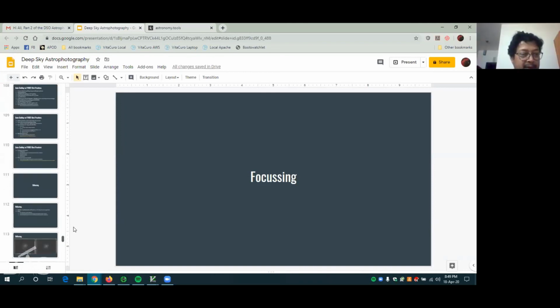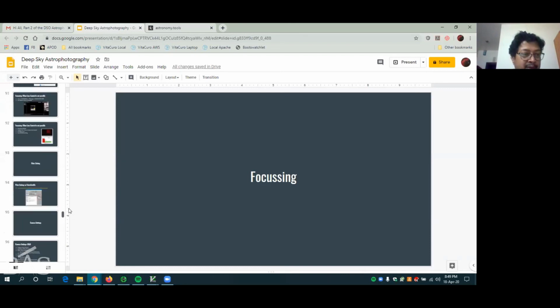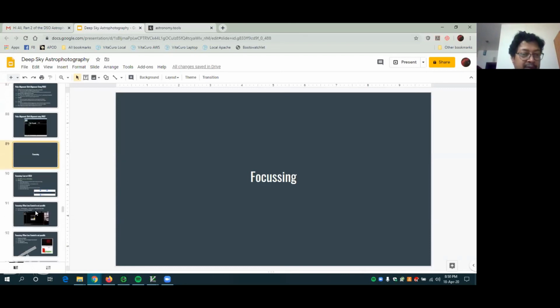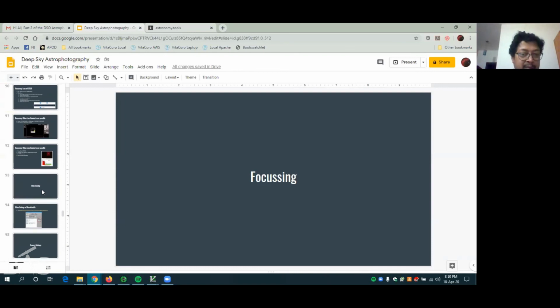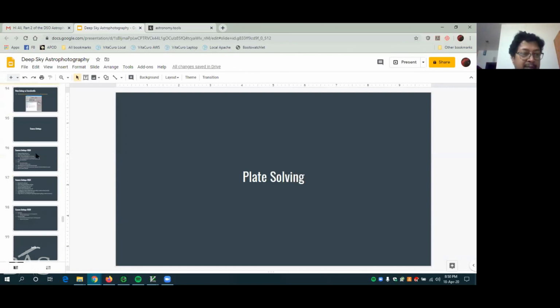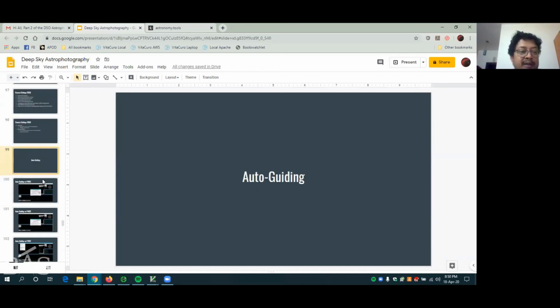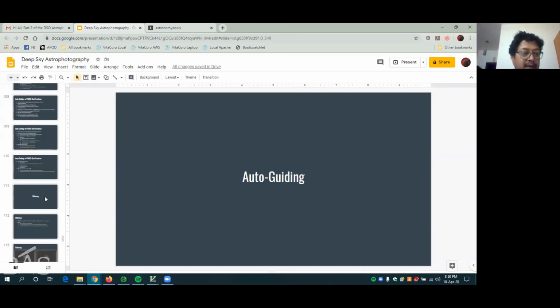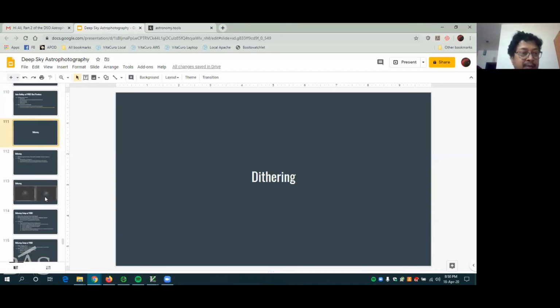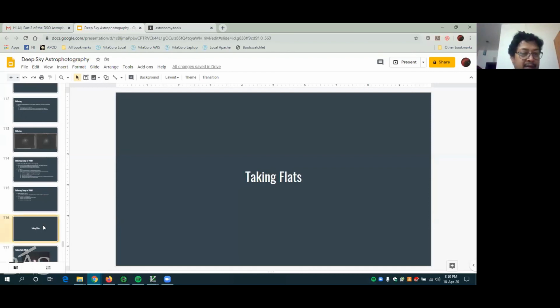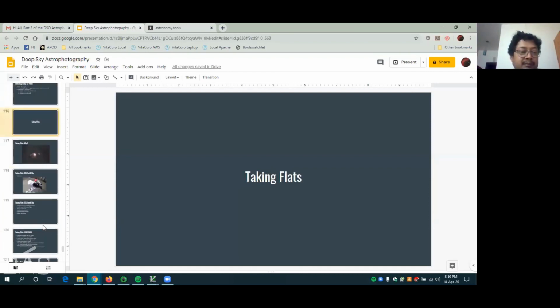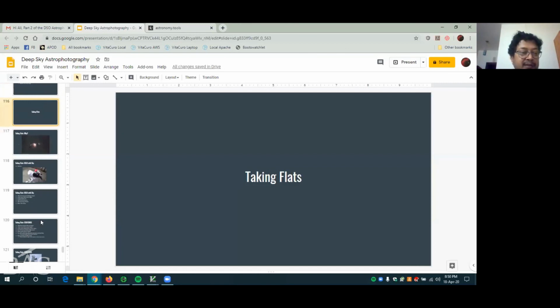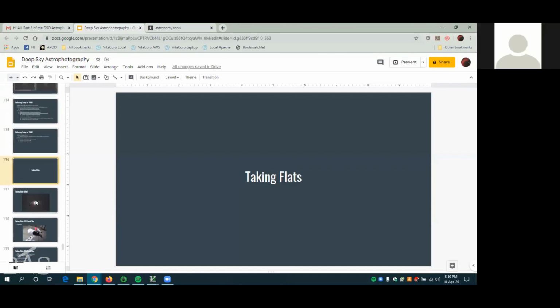So, the major topics left now are about focusing. Then we have plate solving. Then we have the camera settings. Then we have auto guiding. We talked about auto guiding setup. This is the actual auto guiding, doing it in the field. And then we have dithering. Somebody asked a question about dithering, so we're going to talk about dithering. And we have taking flats, and that completes it. Then some references and stuff like that. Okay, I think let's continue in a fresh session tomorrow.